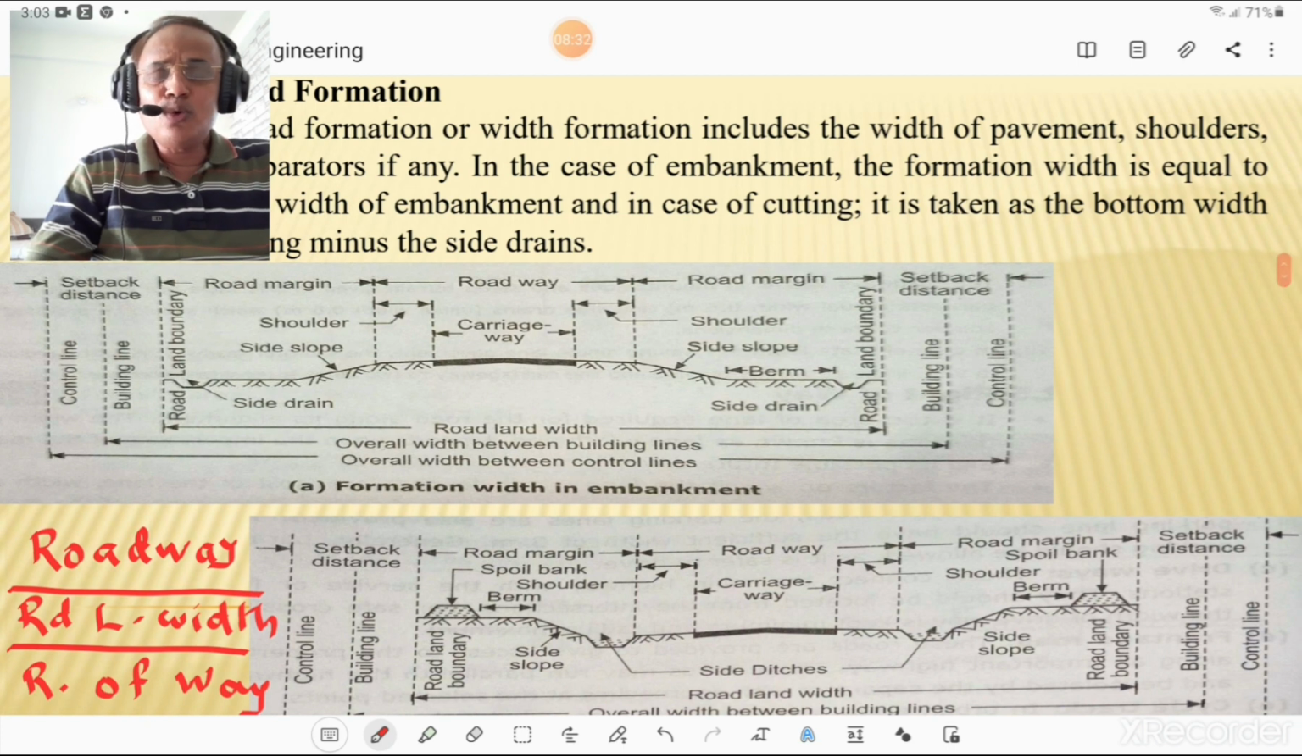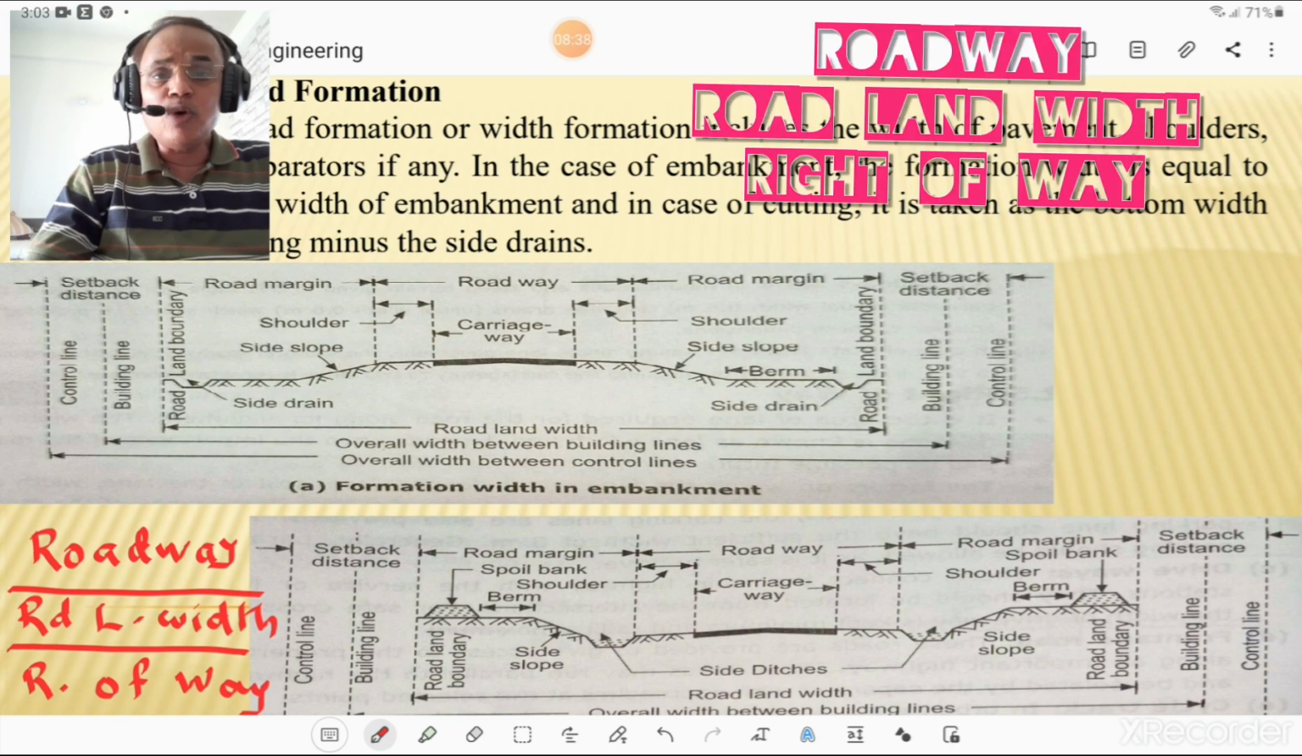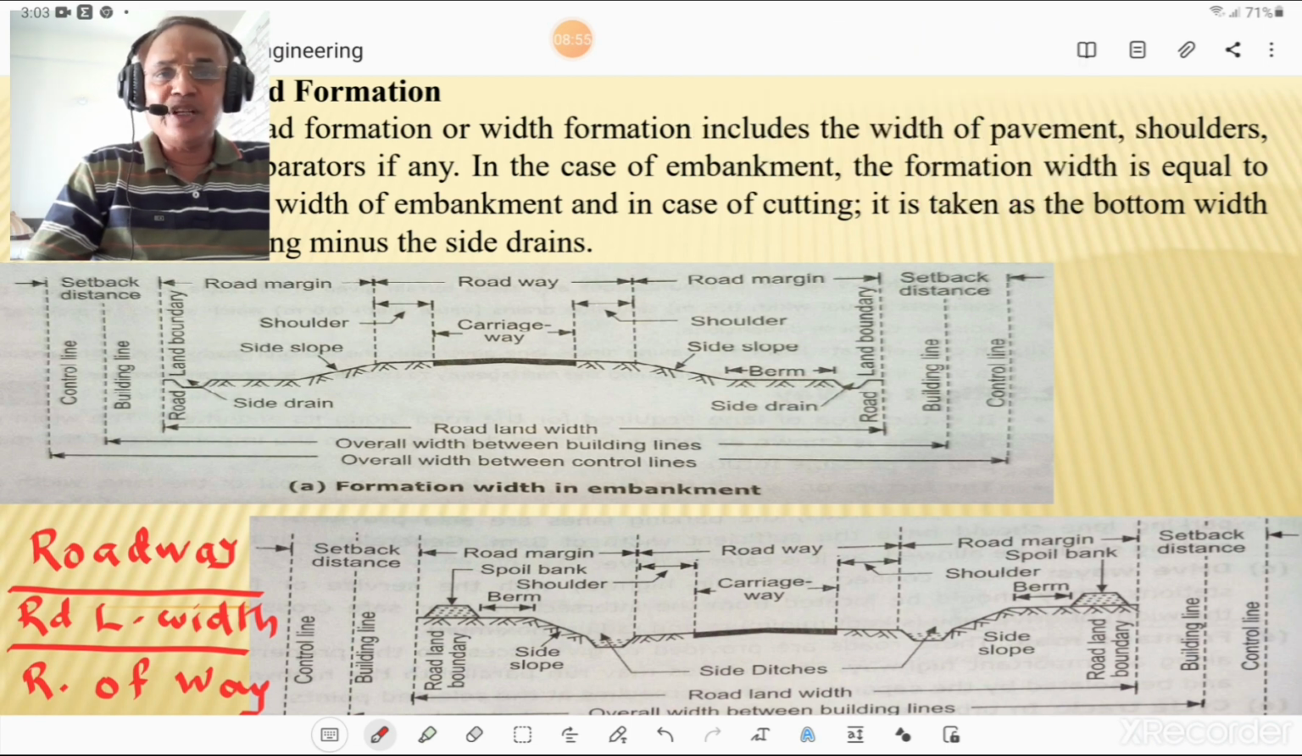But you must remember two terminologies if you want to design the highway or study the highway. First of all, what is the roadway and what is the road land width or right of way. Road land width and right of way are similar terms, and roadway is nothing but the carriageway plus the side shoulders. So roadway is carriageway, meaning bituminous or concrete surface, plus side shoulders. And what is the road land width? Road land width is the roadway plus the road margin on both sides. So what is the actual width of the road? That is the right of way. And what is the roadway width? Roadway width consists of the carriageway plus shoulders.